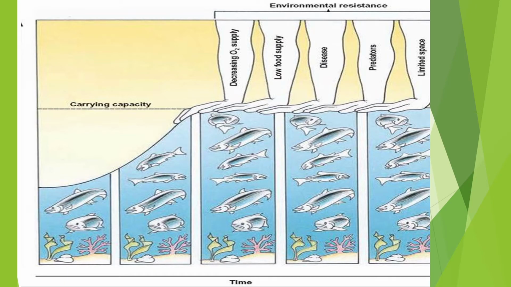For example, in this population of fish, when the food supply and the other resources are available, the number of individuals will keep on increasing. But when it reaches a certain number of individuals in the population, some limiting factors will occur, such as decreasing oxygen supply, low food supply, disease, predators, and limited space. So this will prevent the population from growing exponentially, and the size of the population will become stabilized.